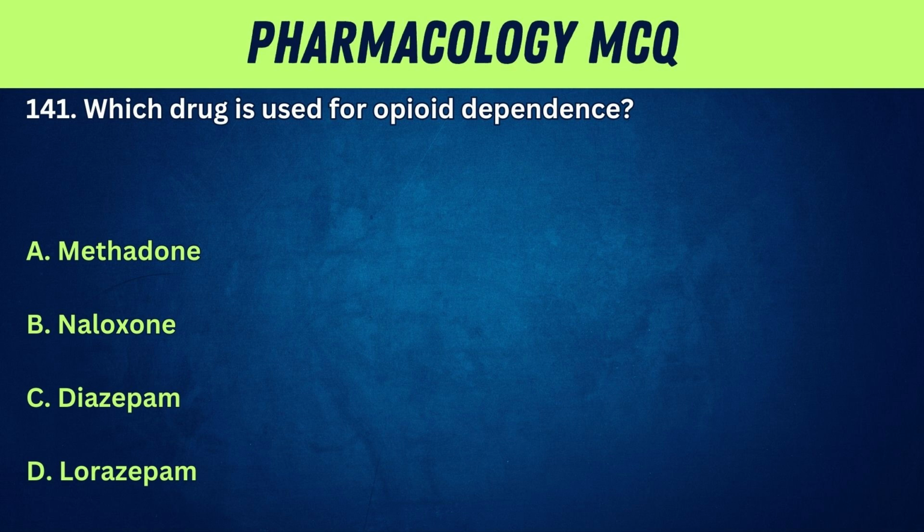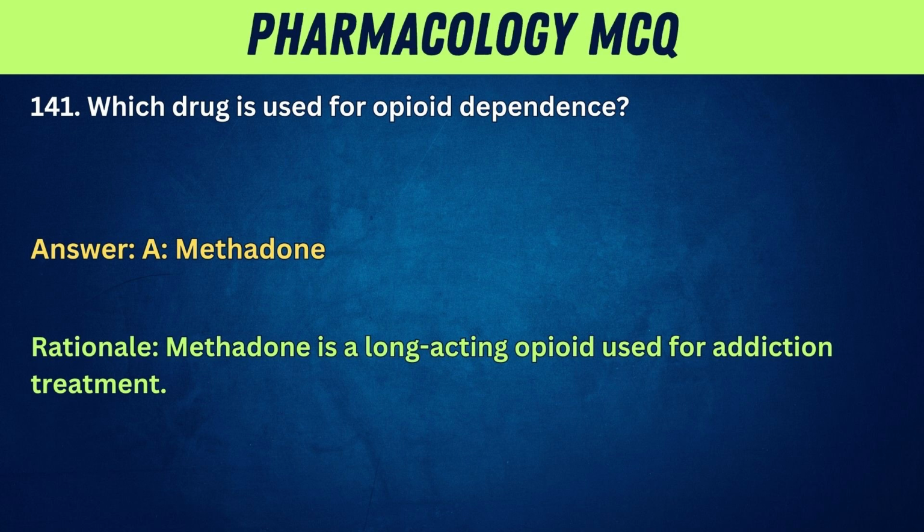141. Which drug is used for opioid dependence? A. Hyperkalemia. B. Naloxone. C. Diazepam. D. Lorazepam. Answer: A. Methadone. Rationale: methadone is a long-acting opioid used for addiction treatment.